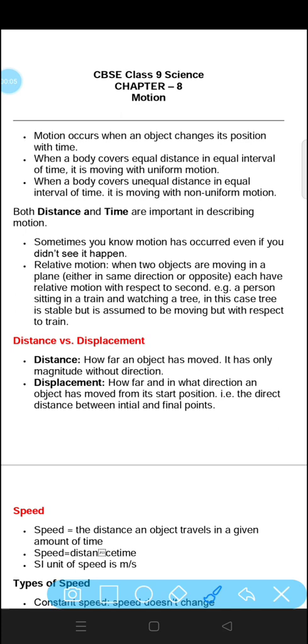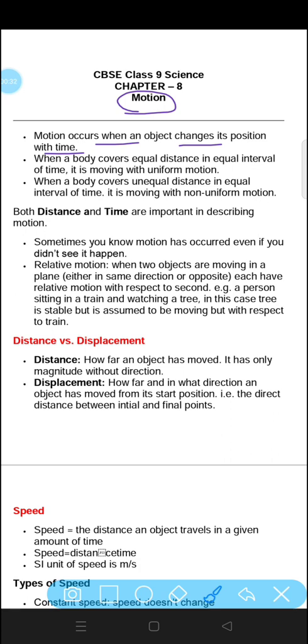Today we are going to study a new chapter of ninth standard, that is motion. As we have already studied in previous classes, what is motion. When there is any change in position of any object, we tell it as motion. So motion occurs when an object changes its position with time. It has time as well.